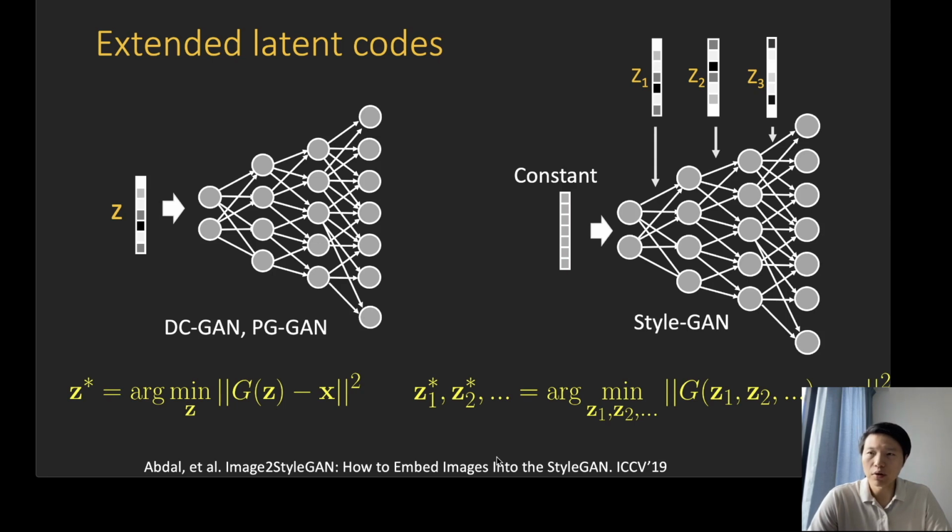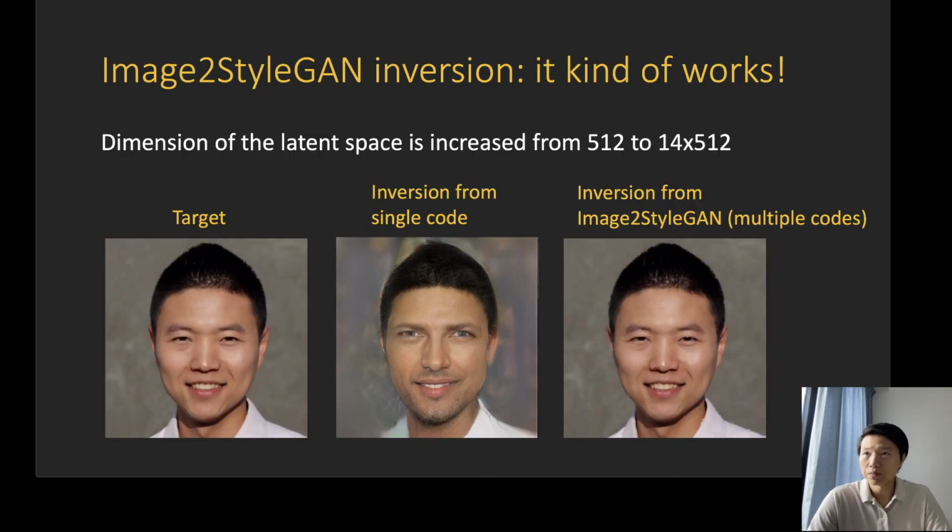This kind of work is actually from Image2StyleGAN. This is an ICCV paper. They embed the image into the StyleGAN model. So they propose this optimization to optimize multiple latent codes to reconstruct the image. So it actually kind of works.